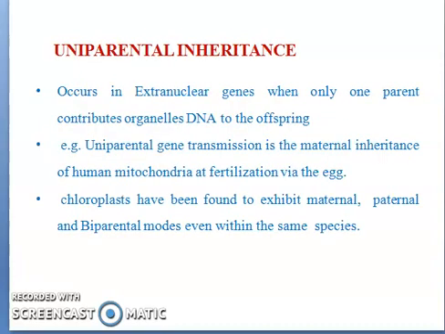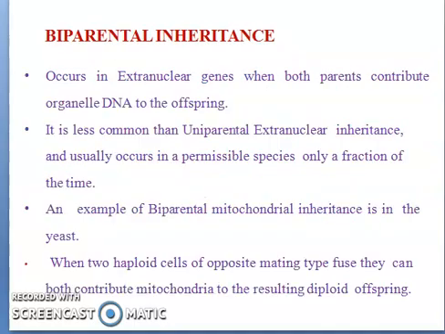Uniparental inheritance occurs in extranuclear genes when only one parent contributes organelle DNA to the offspring. An example of uniparental gene transmission is the maternal inheritance of human mitochondria at fertilization via eggs. This is what I explained earlier. So this is the maternal example. Maternal inheritance is the best example for uniparental inheritance.